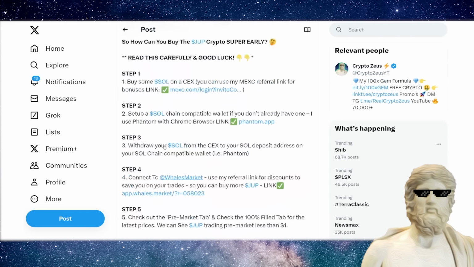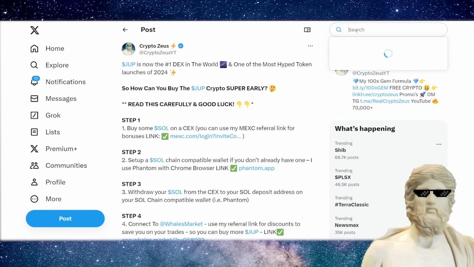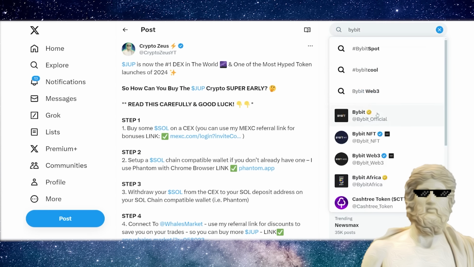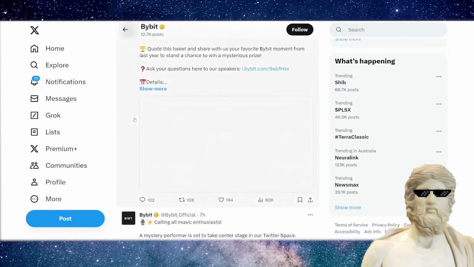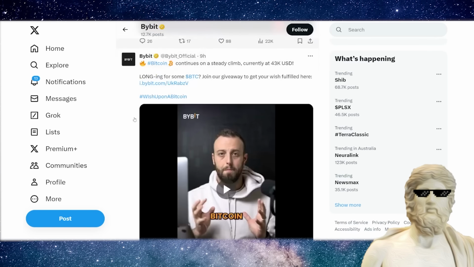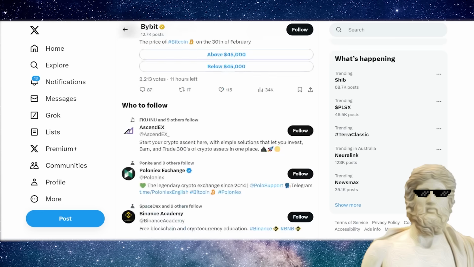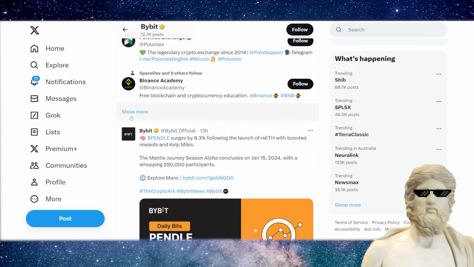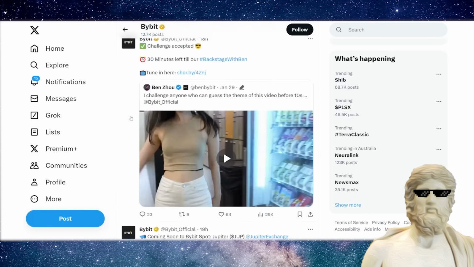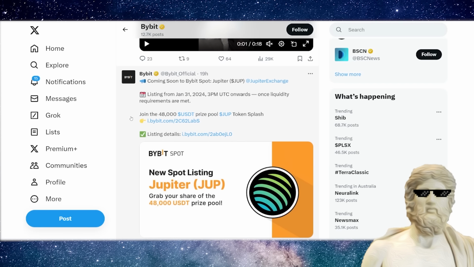But having said that, a lot of people are probably going to want to buy this off a centralized exchange like Bybit. Yesterday I did see an announcement from Bybit, and I think there are some other crypto exchanges that will list this coming up soon. Yes, you can see it right here. So Jupiter is coming onto Bybit. It's also going to come onto some other crypto exchanges straight away because there's so much interest in this crypto.